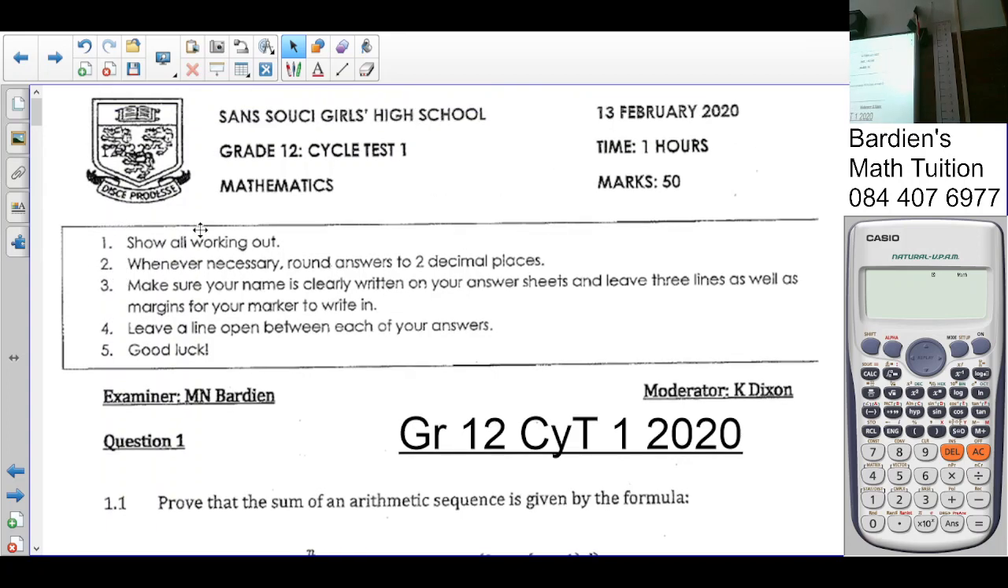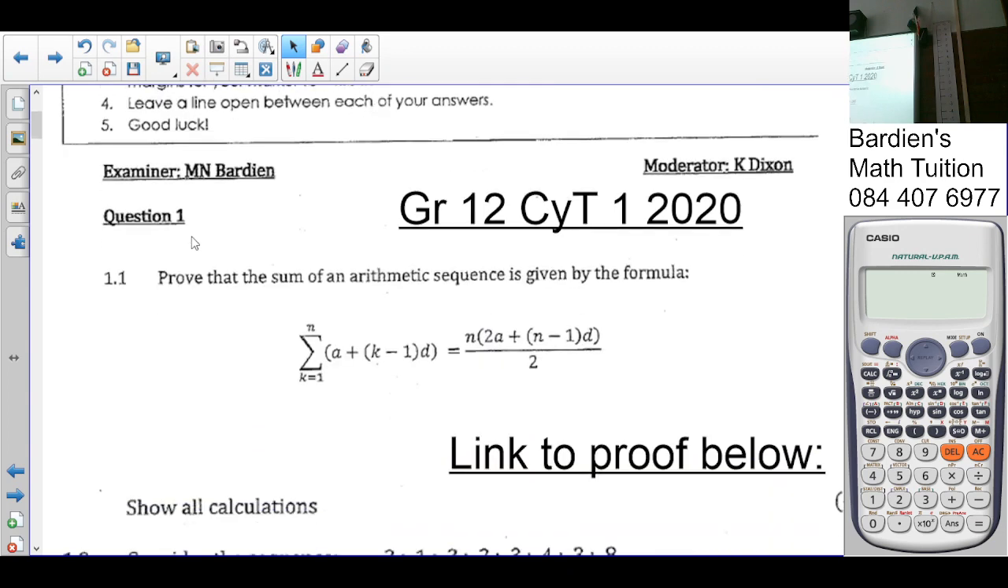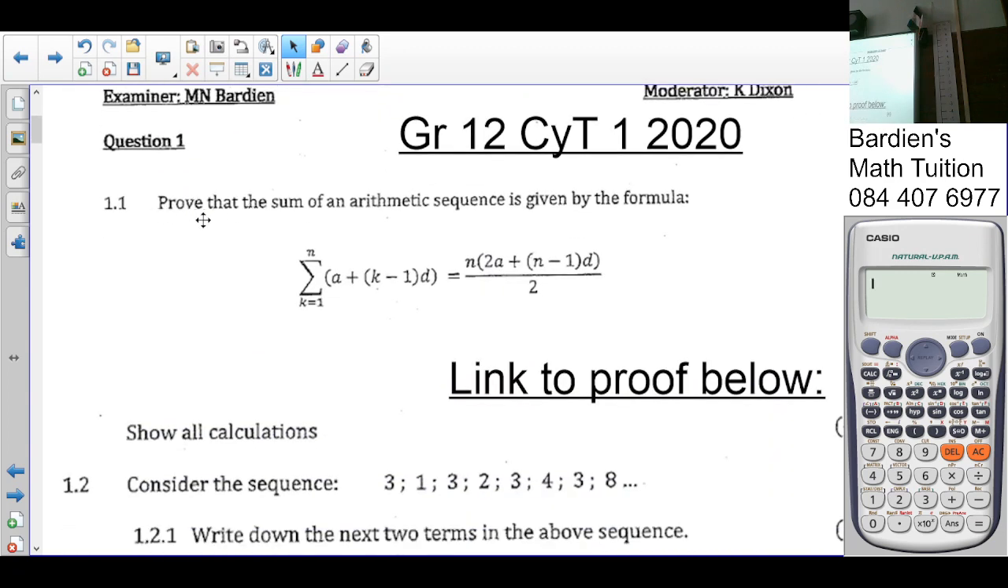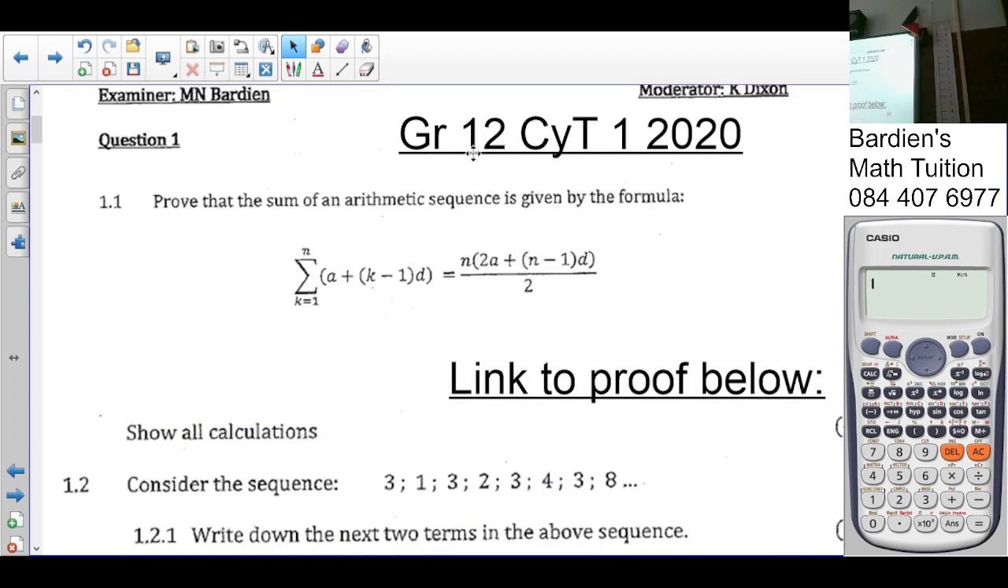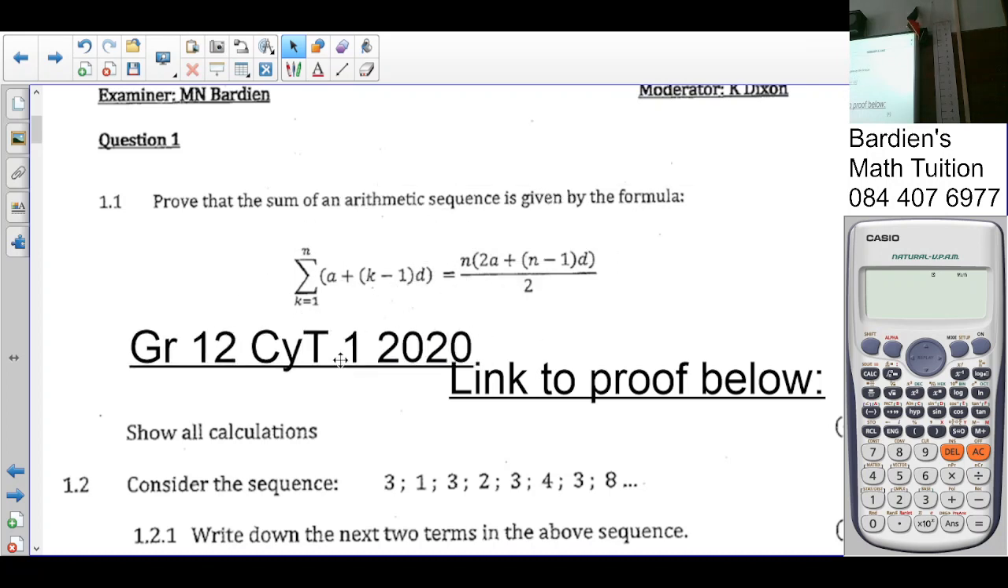So let's go. It was a 1 hour paper for 50 marks. Show all working. So coming to question 1.1, it says prove that the sum of the arithmetic sequence is given by the formula. You guys know how to prove the formula, not so?